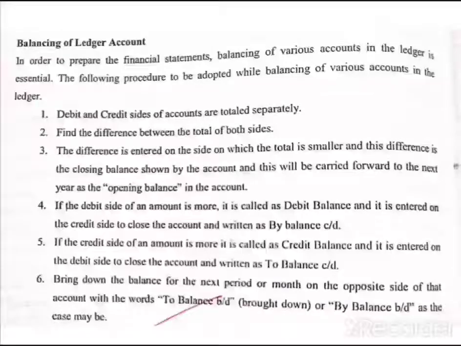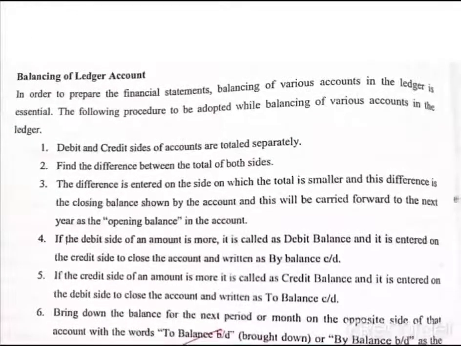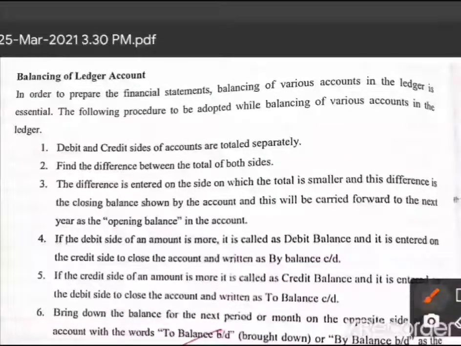In order to prepare financial statements, that is the profit and loss account or income statement and balance sheet, balancing of various accounts in the ledger is essential. The following procedure is to be adopted while balancing various accounts in the ledger. Debit and credit balances should be totaled separately. First point is they have to be totaled separately.